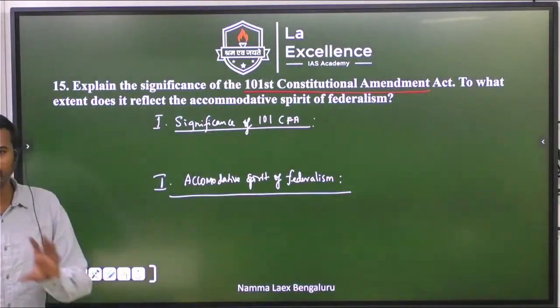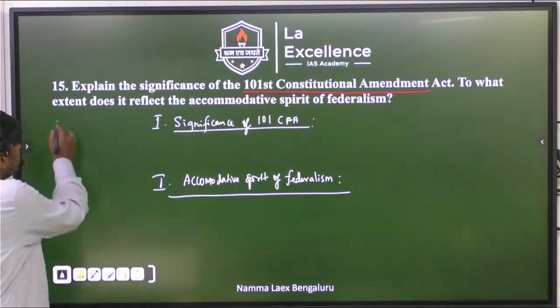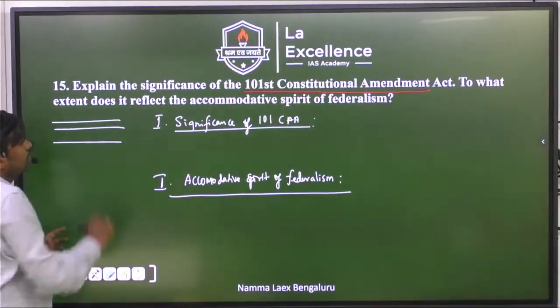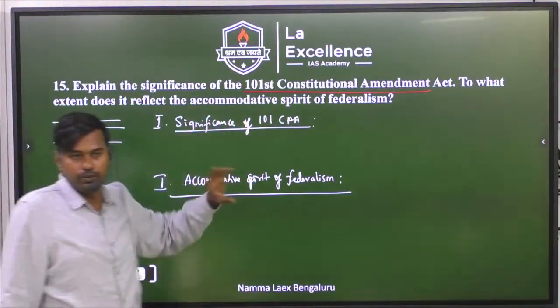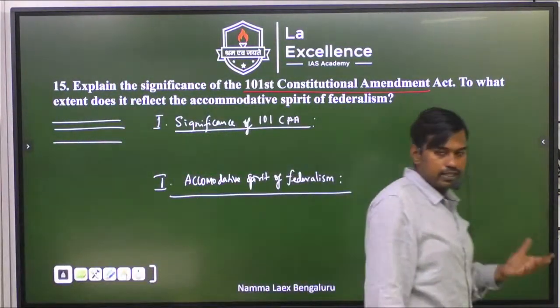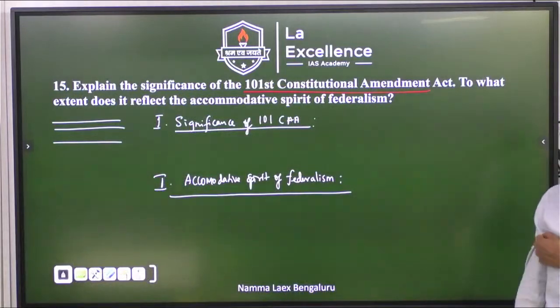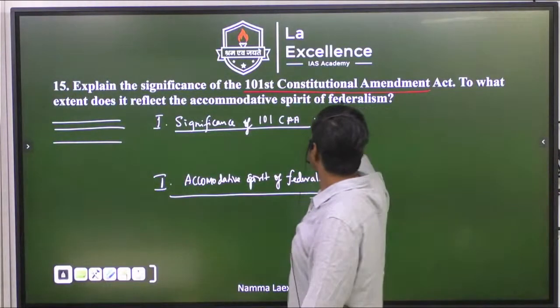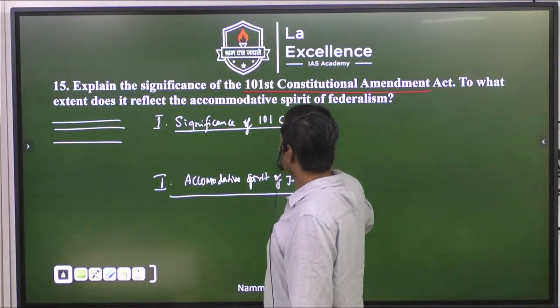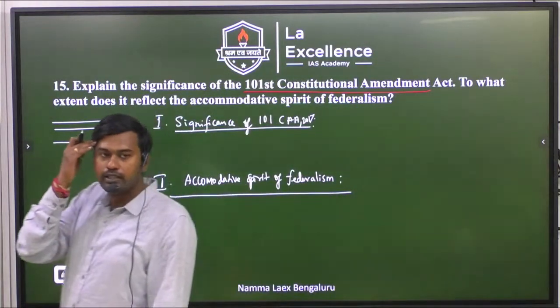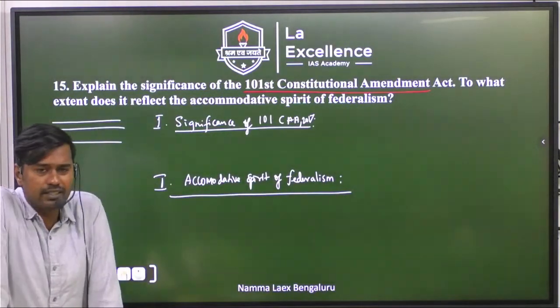Is it clear? Now, in the introduction, what you can write: talk about the basic meaning of GST and the constitutional amendment through which it has come into being. Which year did it come into being? 2017. It came in 2017, right? This constitutional amendment. Now what is the significance here?